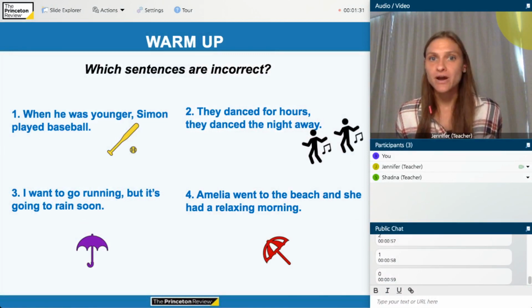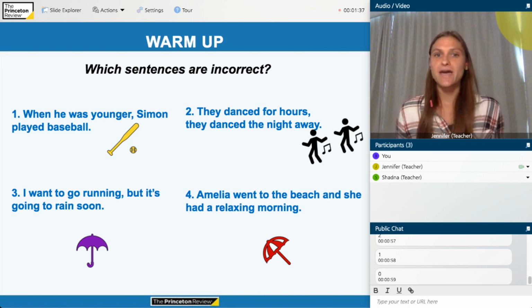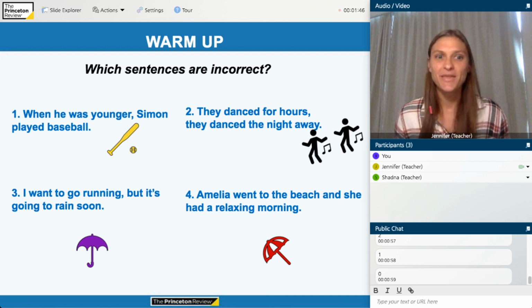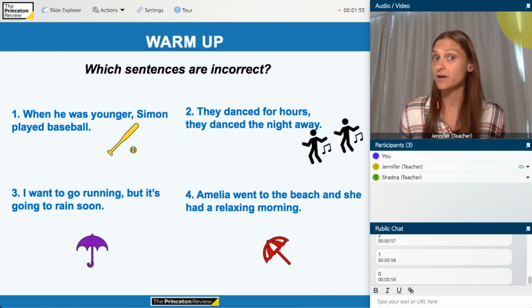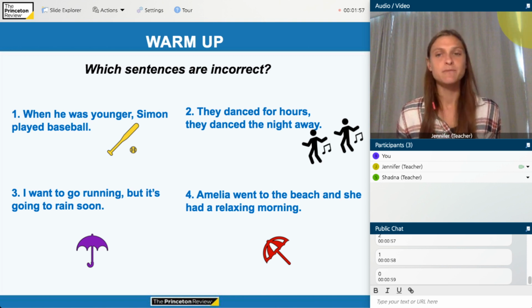So go ahead, grab a piece of paper, pencil, something to write on, something to write with, and let's take a look at our warm-up sentences today. So we've got 4 sentences. Some of them are correct, some of them are not. I won't tell you how many. And you can just write down numbers 1 through 4. We'll see the screen again at the very end of the presentation, but mark down which you think are correct versus incorrect now before we get into the lesson.